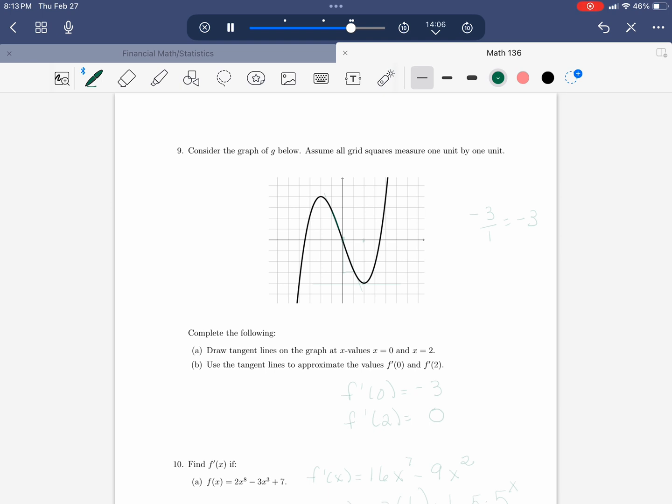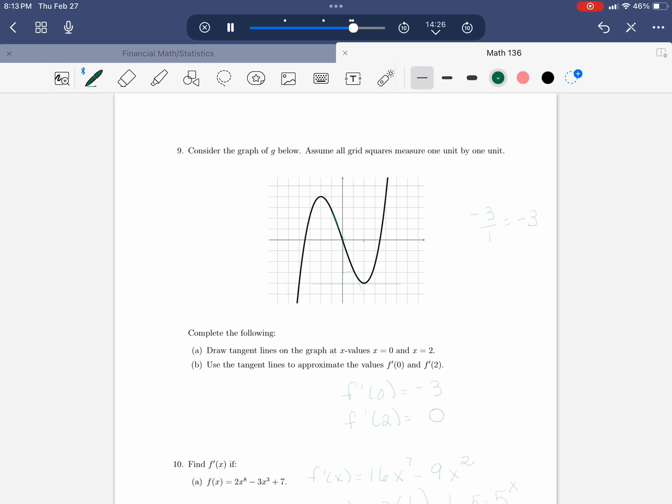Okay, I skipped 7 and 8 because those will not be on the midterm. And let's move on to 9. Consider the graph of G below. Assume all grid squares measure 1 unit by 1 unit. Complete the following. Draw tangent lines on the graph at x values x equals 0 and x equals 2.